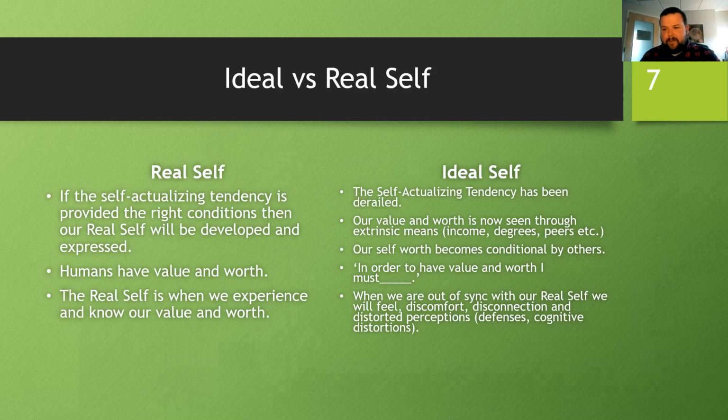And in that moment, humans are going to feel like they have inherent value and worth. So the real self is being activated when we feel like just being alive, we have value and worth. The ideal self is activated when we don't feel like we're worthy. If we're not feeling inherently worthy, then we're going to strive for conditional value and worth.